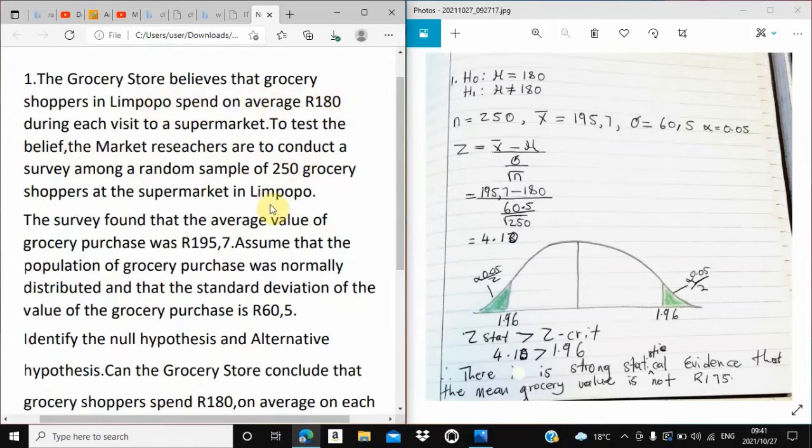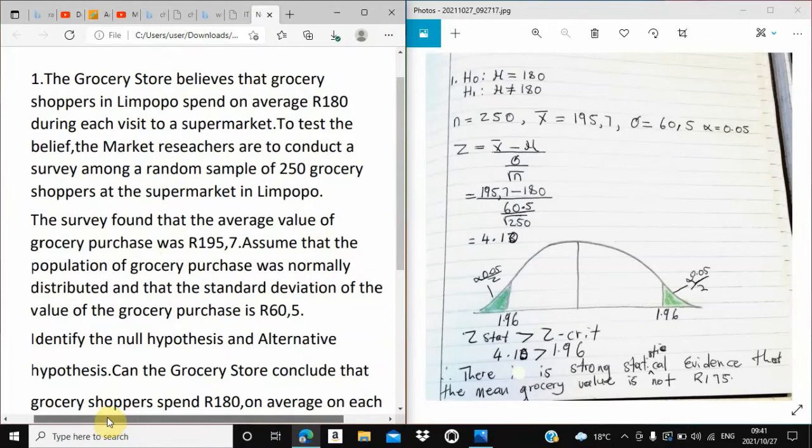So the survey found that the average value of the grocery purchase was 195,7. Assume that the population of grocery purchase was normally distributed and that the standard deviation of the value of the grocery purchase is 60,5. Here comes the first thing that we must do: identify the null hypothesis and the alternative hypothesis.